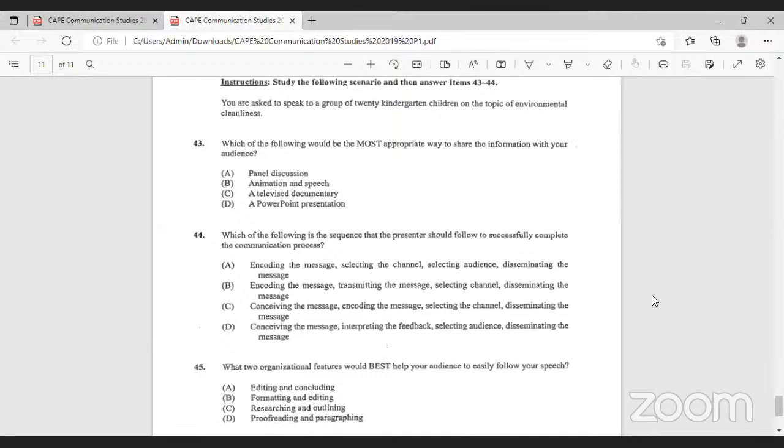And so you can't encode the message first. You don't come up with it. You have to conceive the message. So the answer could either be only C or D. And then when you read C: conceive, then encode, then select the channel, then disseminate it.